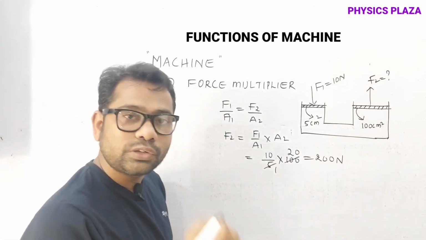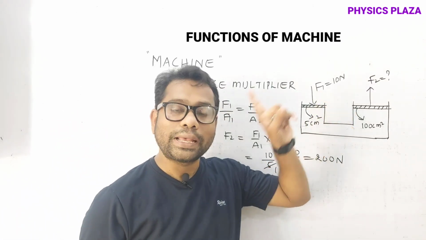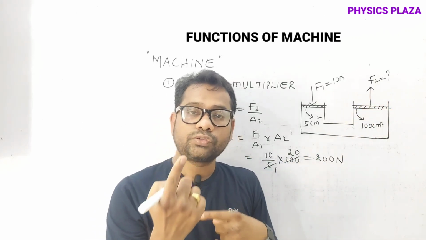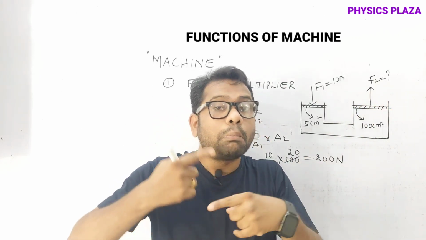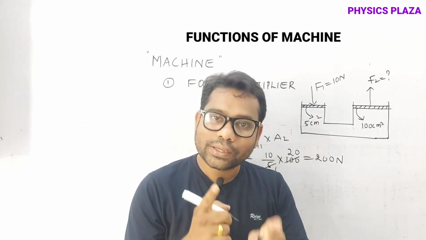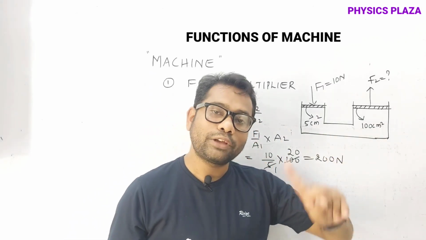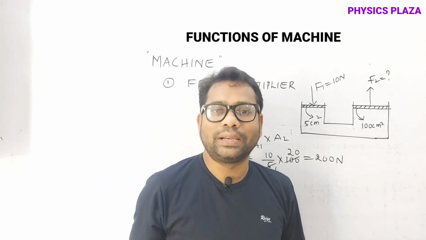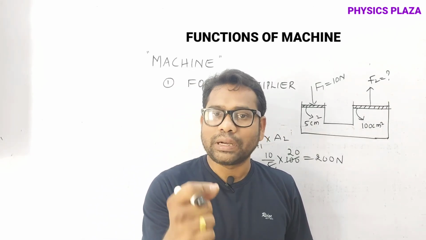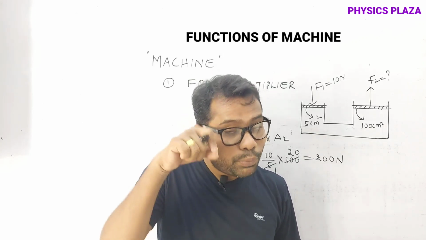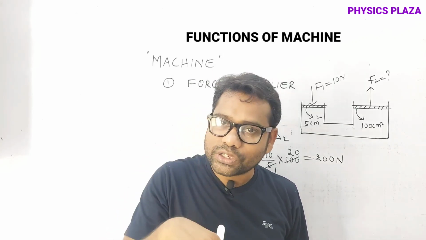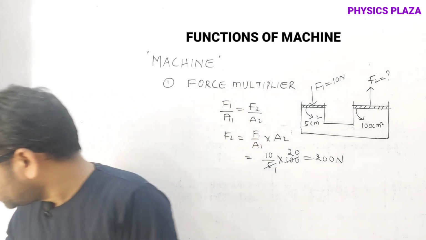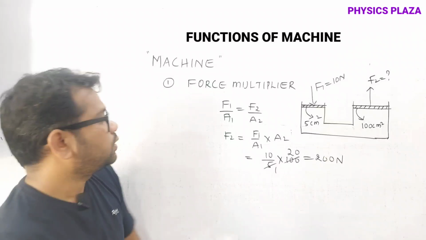200 Newton. Which means what? We applied just 10 Newton, but as a result we are getting 200 Newton. Whatever force we give to that machine is multiplied. That's what we can say: hydraulic machines can act like force multipliers. Even the jack which is used to lift vehicles comes under force multiplier only. So one of the important functions of a machine is that it can act like a force multiplier. Is it clear? Fine.